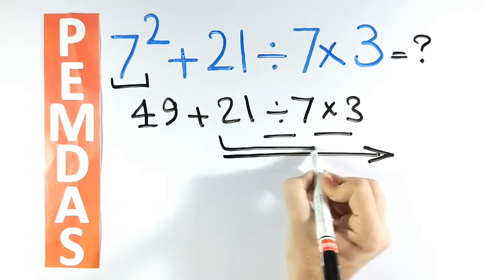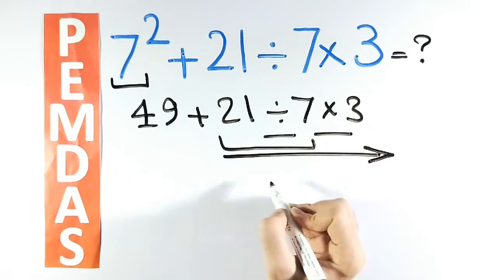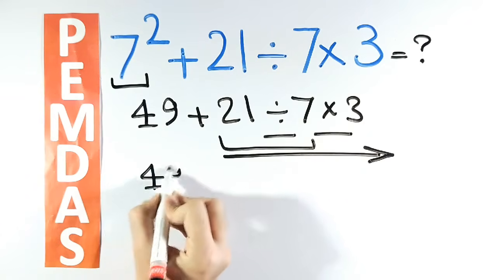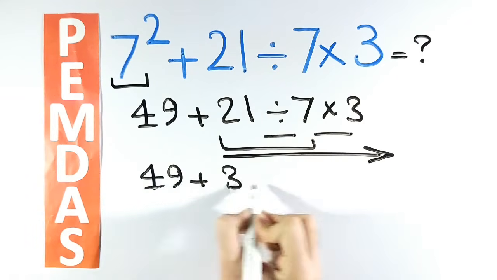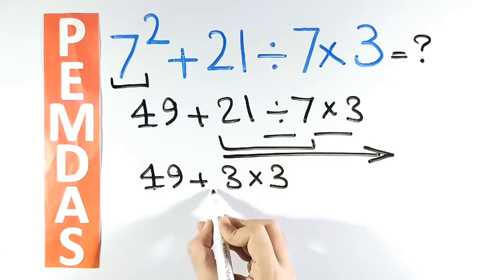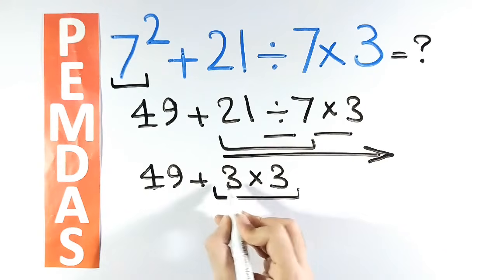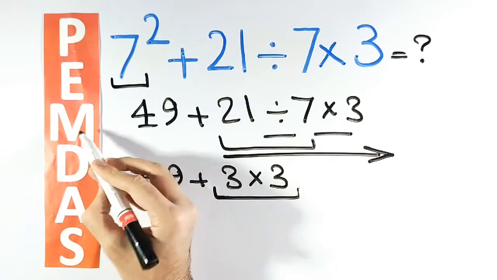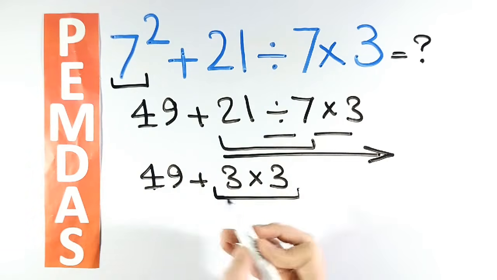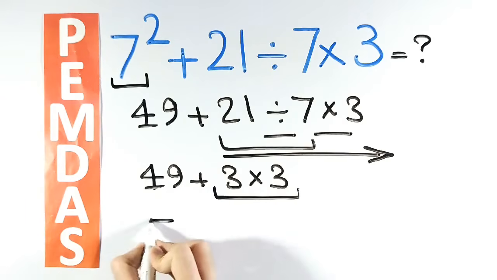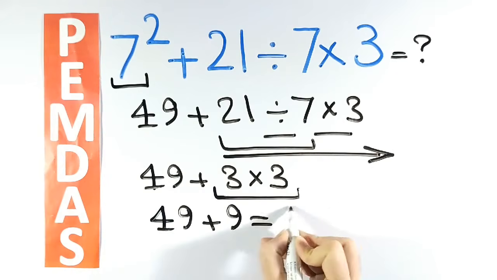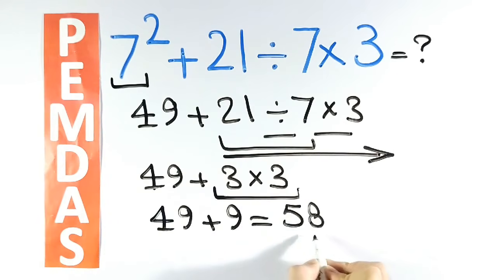So, first we go for the division between 21 and 7, and instead of this expression, we can write 49 plus 3 multiplied by 3. In the final step, we go for the multiplication between 3 and 3, because multiplication has a higher priority than addition. So, instead of this expression, we can write 49 plus 9, which finally gives us the answer 58.